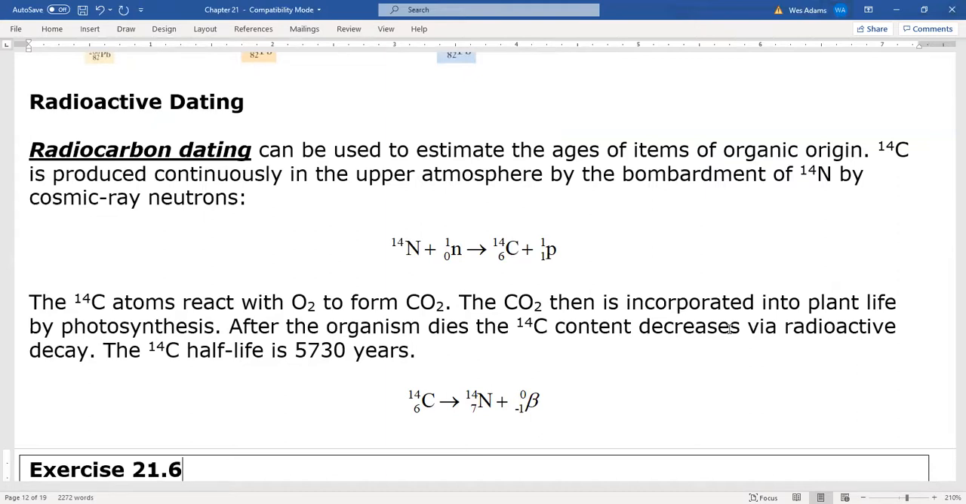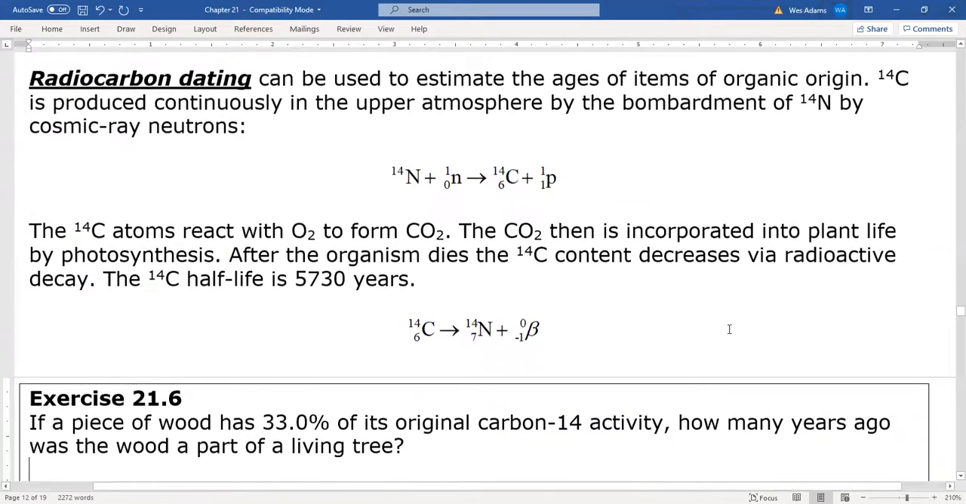I've even seen on supposedly scientific programs where they've got something like a Tyrannosaurus, and they're saying they're dating it by carbon-14. That obviously is not going to work. And they have not done their research. So just keep that in mind if you're looking at that.